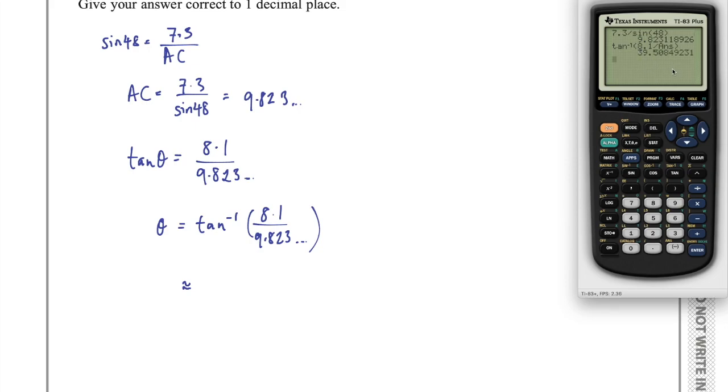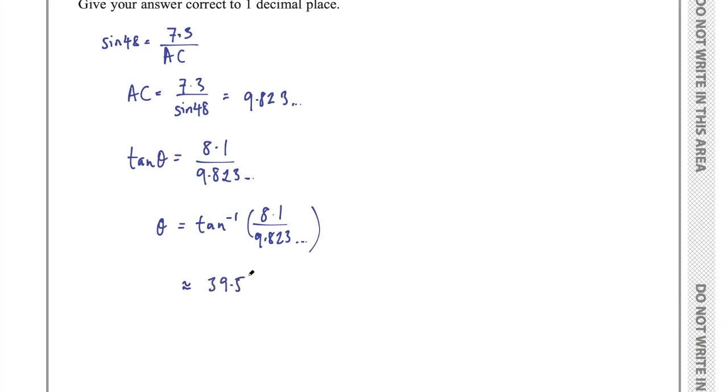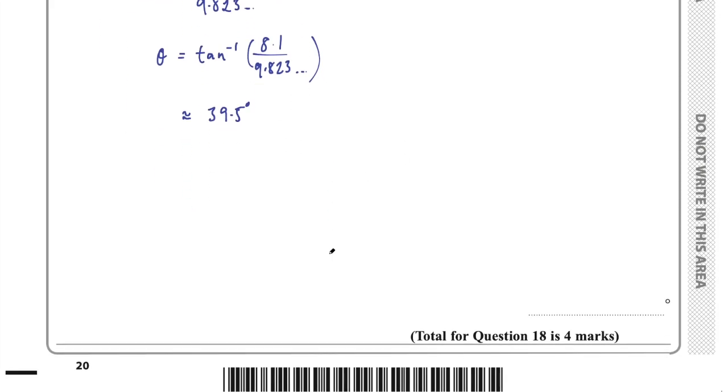And I get 39.508. And it says, give your answer correct to one decimal place. So this will be 39.5, rounding this off. 39.5 degrees for a final answer there. 39.5, that was question 18 for 4 marks.